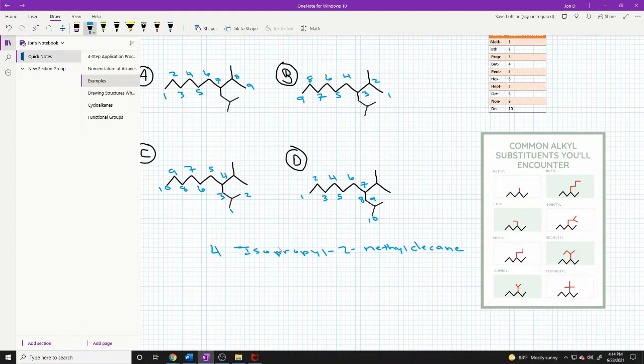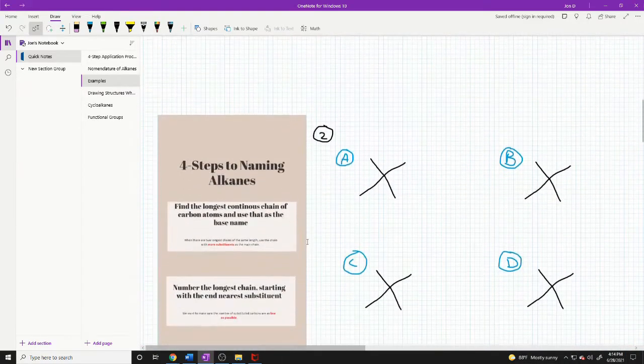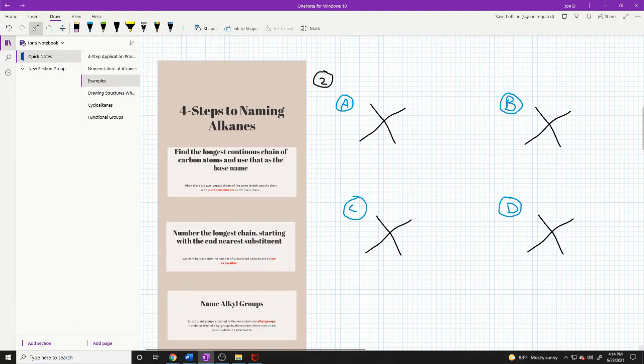Alright, so we'll go to the second problem. Again, we just copy these so we can number these multiple times. So we look in the study aid on the right or on the left. Again, the first step is to find the longest continuous chain of carbons and use that as the base name.